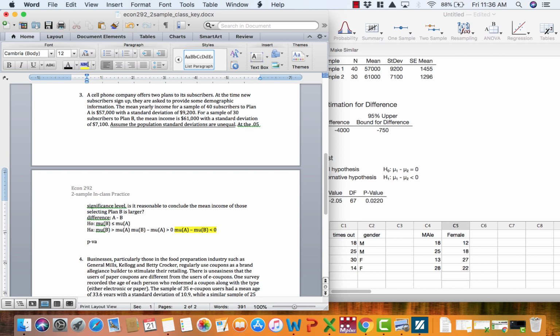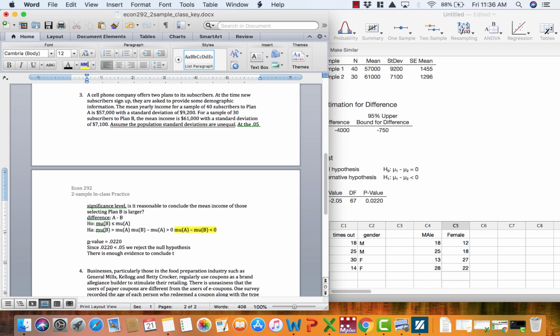We get our p-value as 0.0220. So what's our decision? Since 0.0220 is less than 0.05, we reject the null hypothesis. What does it mean to reject the null hypothesis? There is enough evidence to conclude the mean income of those selecting Plan B is larger.